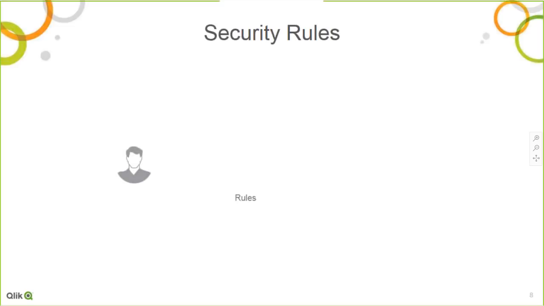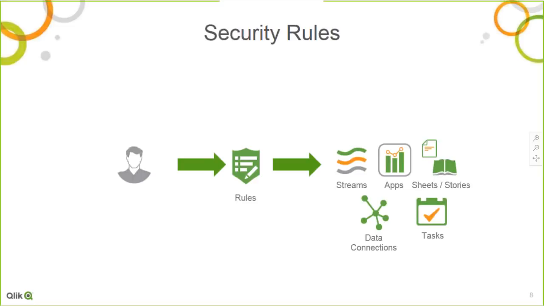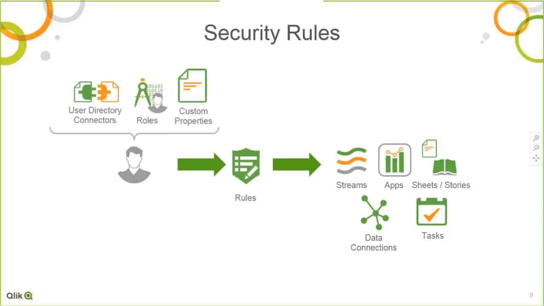So what are rules? We've got a user, we've got the rules engine, and we have things the user wants to see or do or modify: streams, apps, stories, data connections, tasks. And we have some information about the user. They come from a certain user directory connector, potentially. They have a certain role assigned in Qlik Sense, potentially.